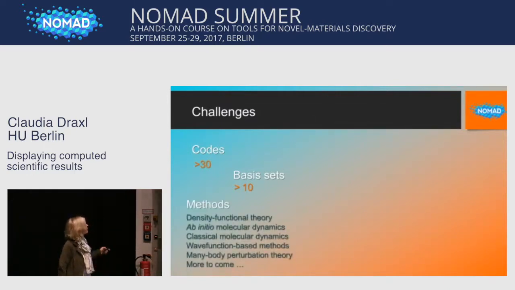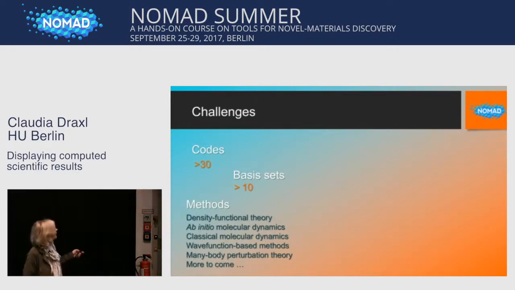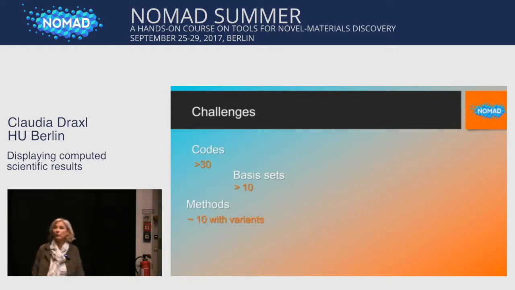Then we have different methods. So most of the calculations at the moment are density functional theory, but there's also quite a few calculations already on ab initio molecular dynamics. There is also classical molecular dynamics already implemented. We have also some quantum chemistry codes. So this is not yet done, but it's coming, wave function-based methods. Then we have many-body perturbation theory in order to do spectroscopy or GW. And there's more methodology to come soon. So in essence, let's say we have also something like 10 different methods implemented.